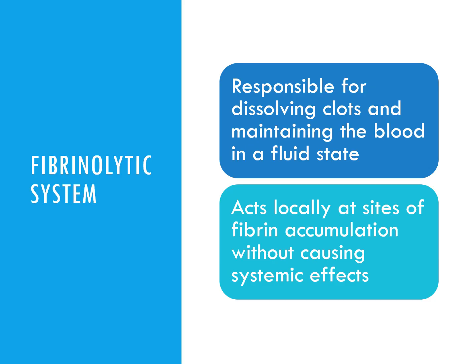Our body actually has some natural anticoagulants to help regulate and make sure the clotting doesn't get overdone. It's like a check and balance system. It's really important. Not only does it remove clots once they have formed appropriately, but it maintains that fluid balance, preventing clots from occurring when they shouldn't. It acts locally at the sites of fibrin accumulation without causing systemic effects. So our fibrinolytic system is very localized. It isn't going to cause problems in areas that it shouldn't if everything is working.